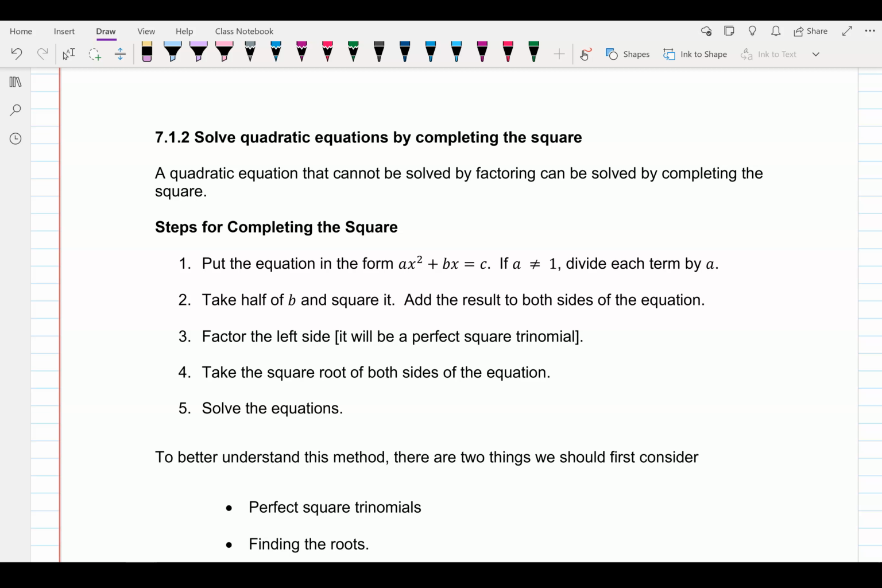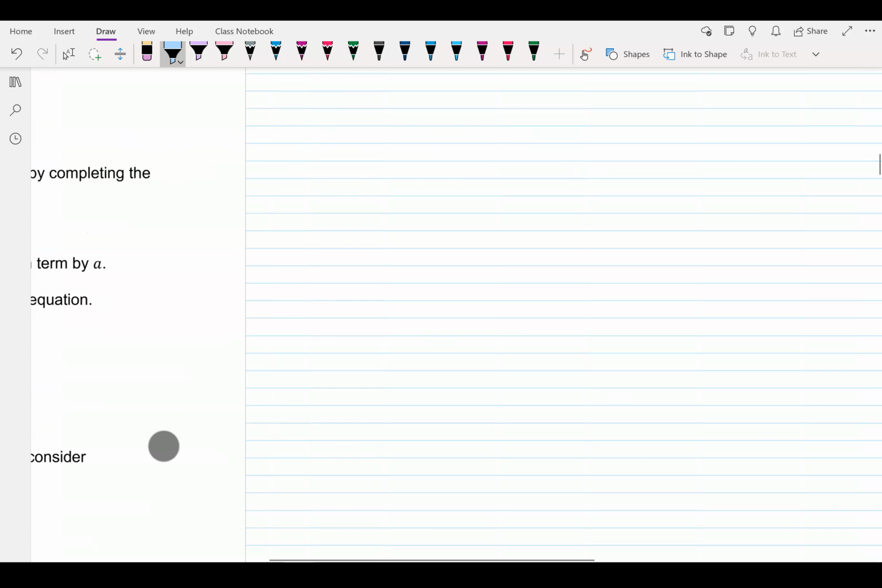In this lesson we're going to be doing more solving of quadratic equations, but this time we're going to be doing it by completing the square. For context, our previous topic was solving quadratic equations by factoring, and now we're going to be doing it by completing the square. There are a few different ways to solve quadratic equations.